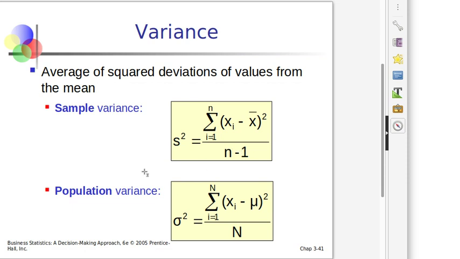Well, the population variance looks similar, only that the population is symbolized by this Greek letter, squared, and the difference is the divisor is not subtracted by 1. It's the whole population, the value for the whole population. That's the main difference.